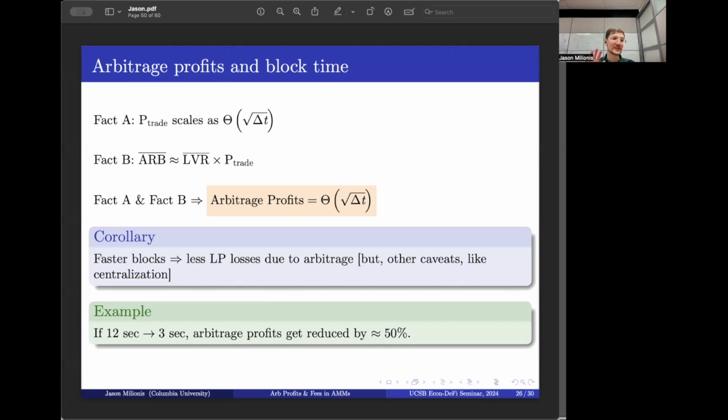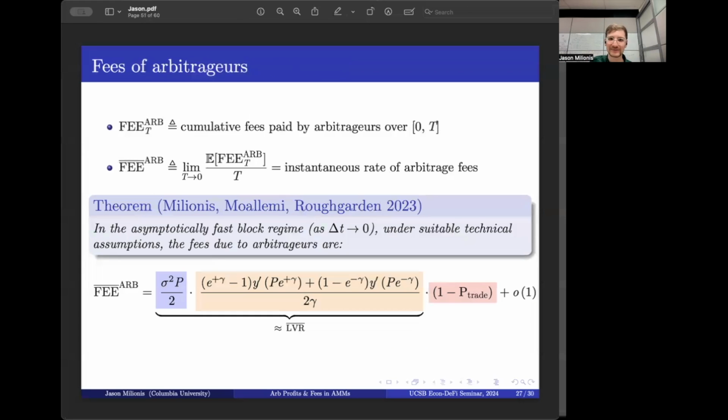But there may be, of course, other considerations outside of our model that interfere with faster block times, like decentralization, for example. If you manage this model, what it says is that if you manage to drop the block time from 12 seconds to 3 seconds, then according to this, the arbitrage profits get reduced by roughly 50%. That's quite a substantial amount, I believe.